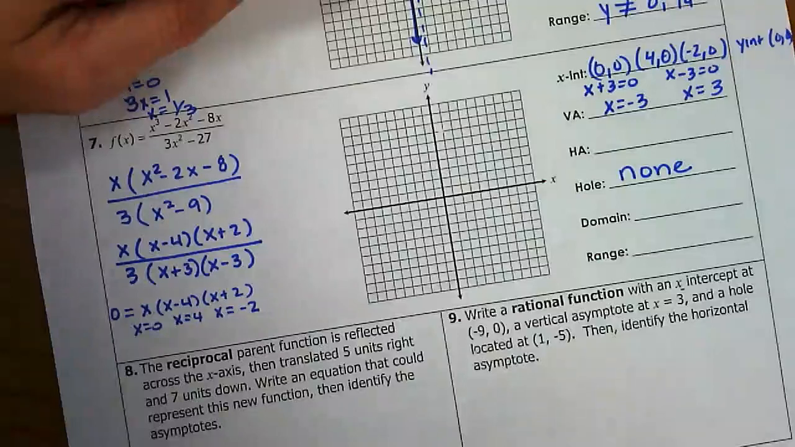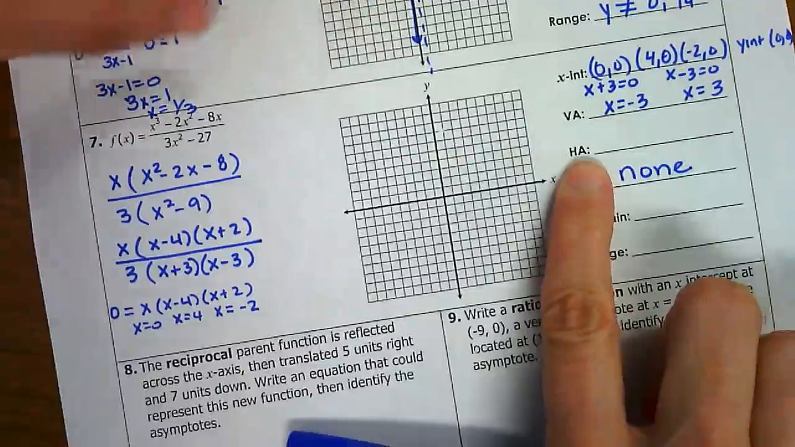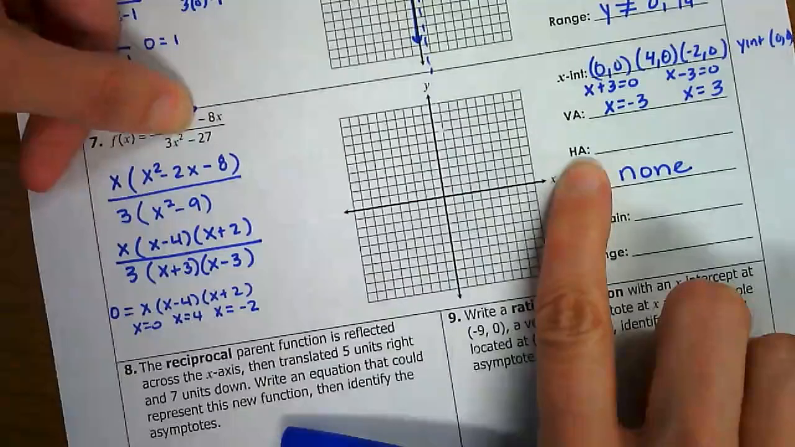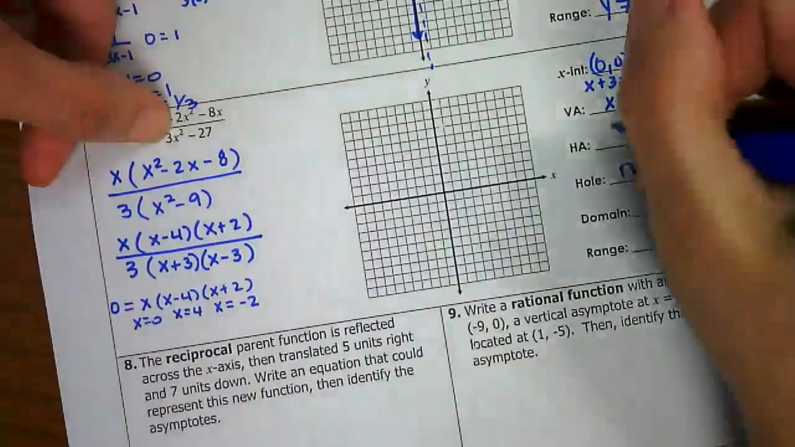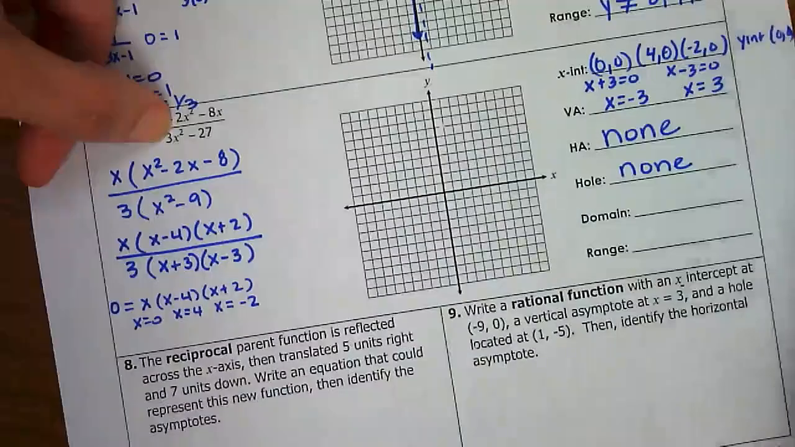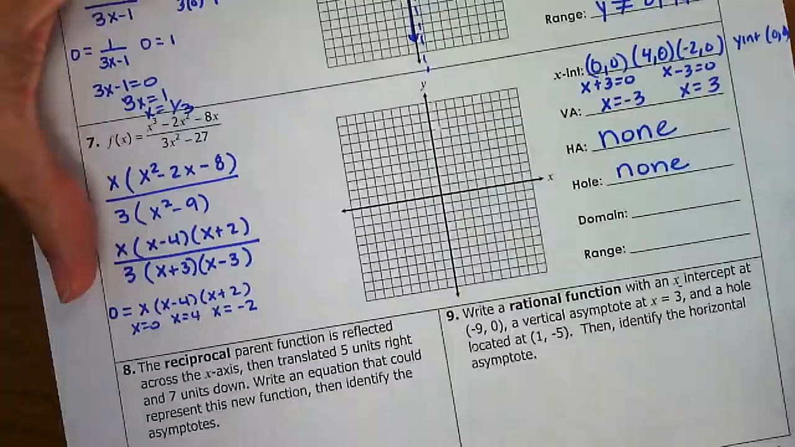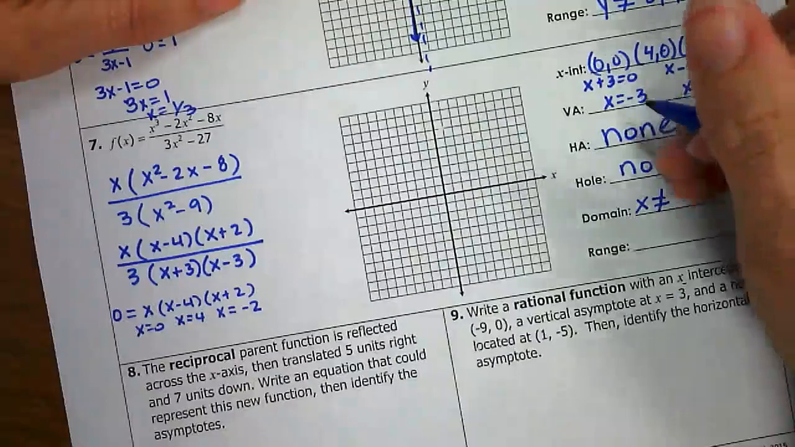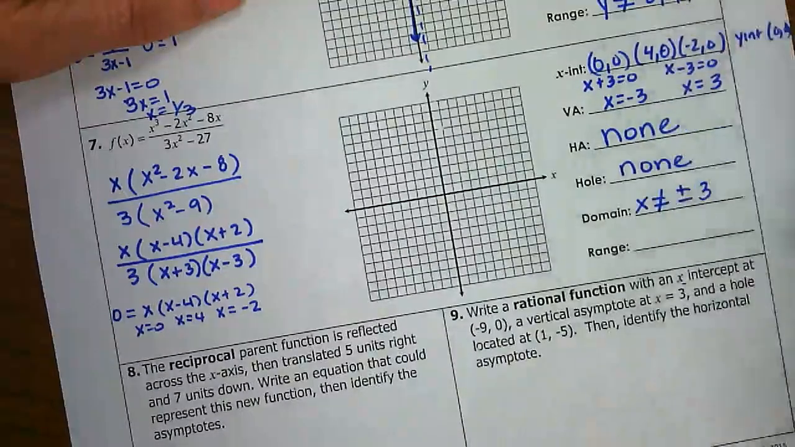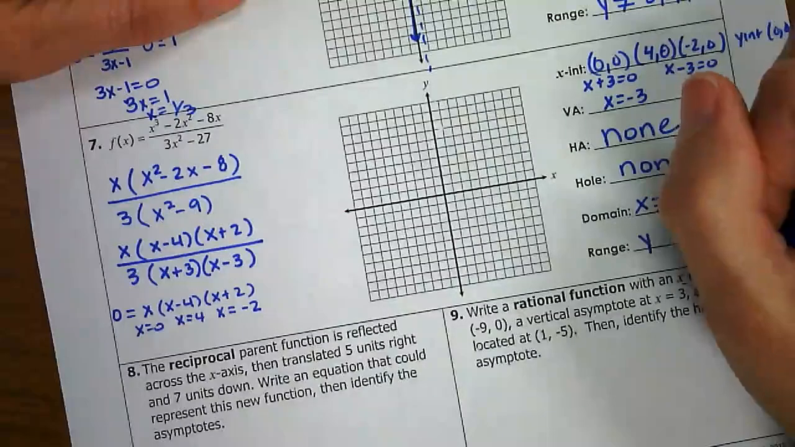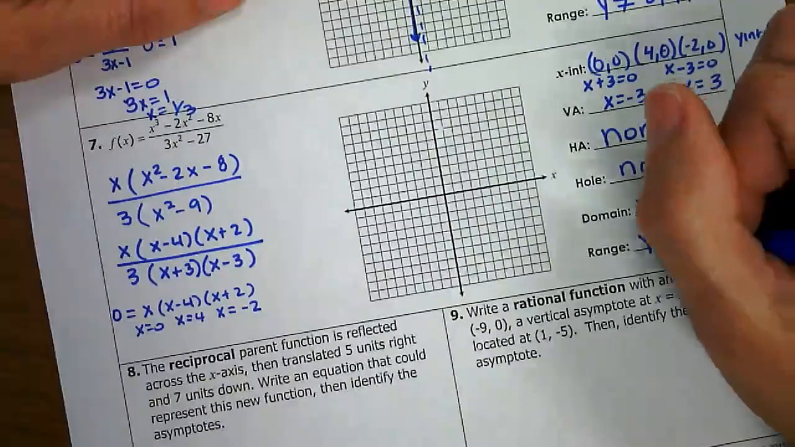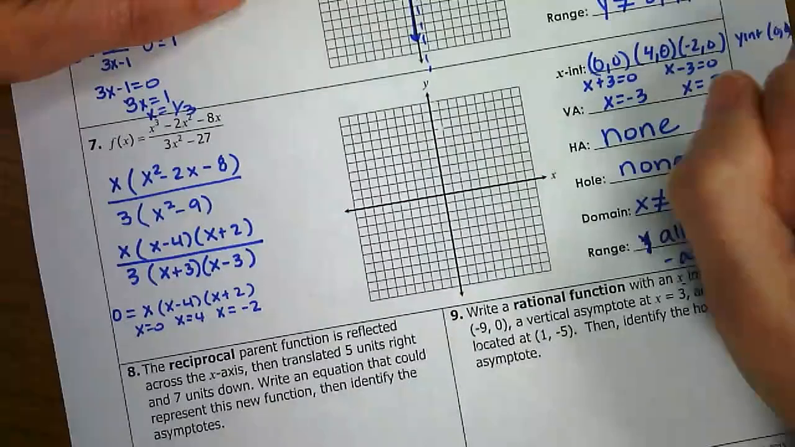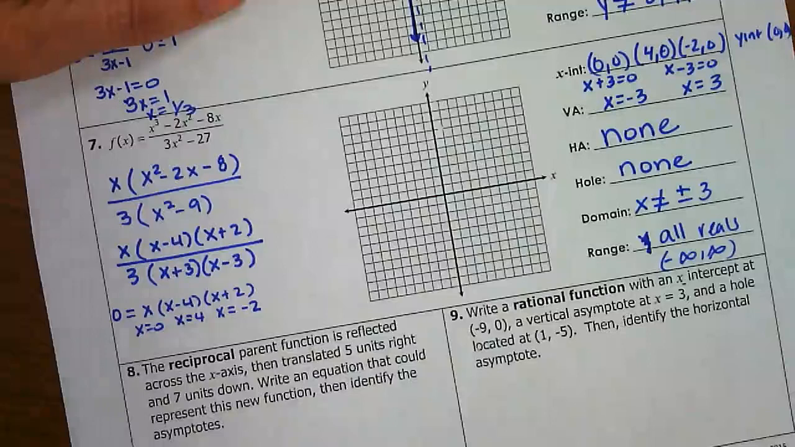There's 2. Horizontal asymptote. I look at the degrees. Degree in the top is 3, degree in the bottom is 2. If the degree in the top is higher than the degree in the bottom, there's not a horizontal asymptote. Domain, I have to leave out the vertical asymptotes, so positive and -3. Range, I'm not leaving anything out. So this is just all reals, or I could say -infinity to +infinity.